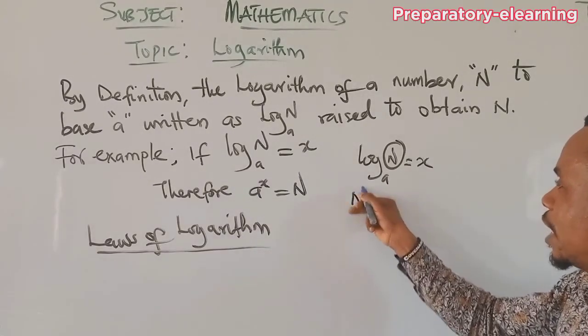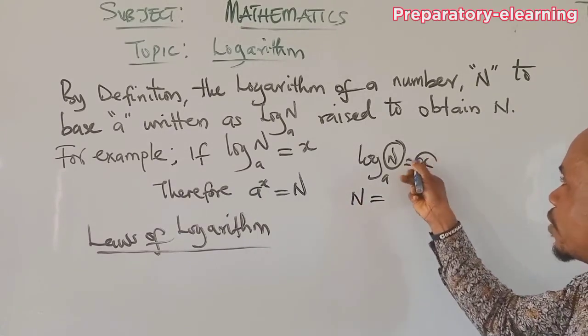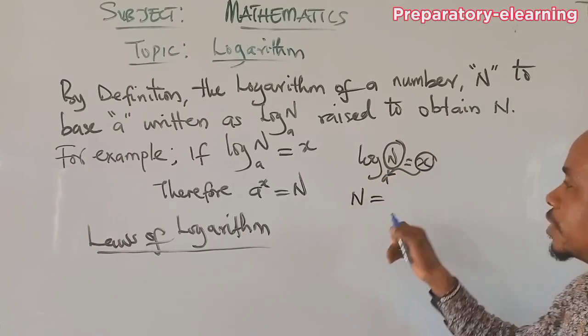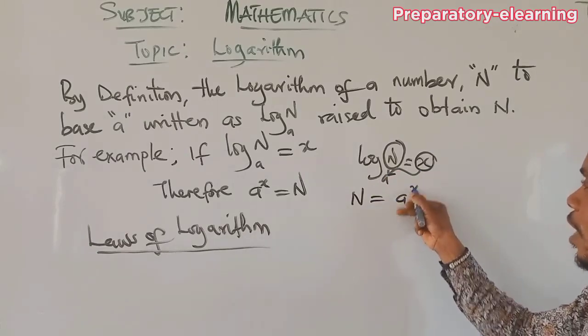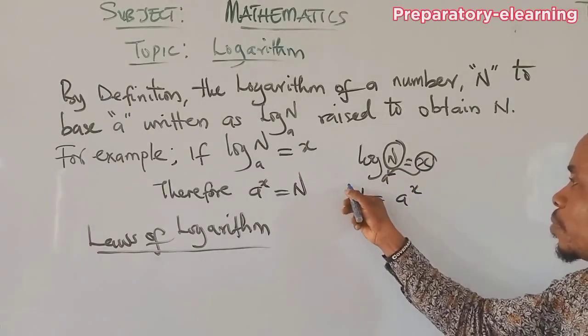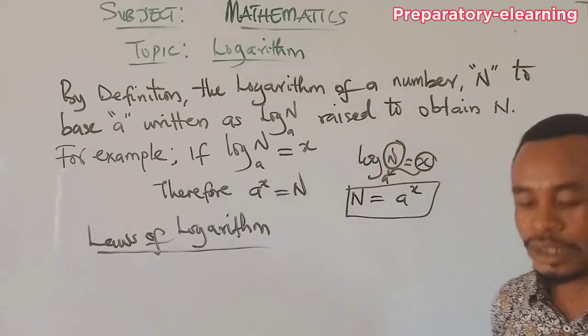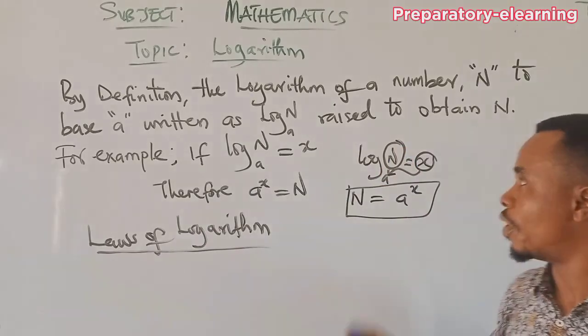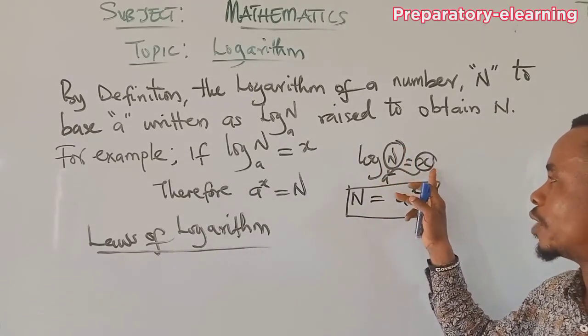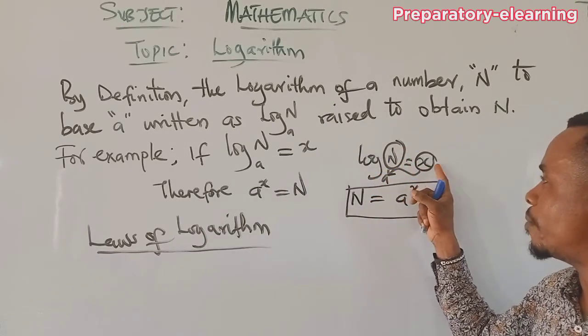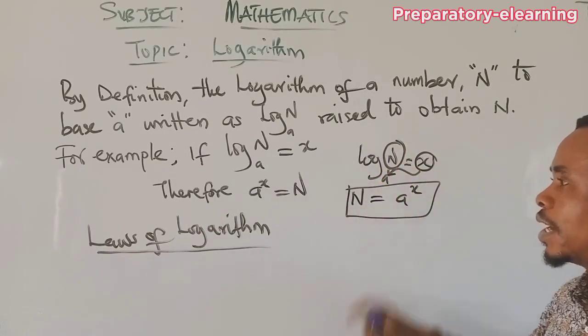You can now write n is equal to what? Whatever you have here will come as a power on the base. So you now have a to the power x. So this is the expression on how to find any variable that is there. So log of n base a equals x, for example. To find the n, what do you do? You move the number to come on the base, and that is that.